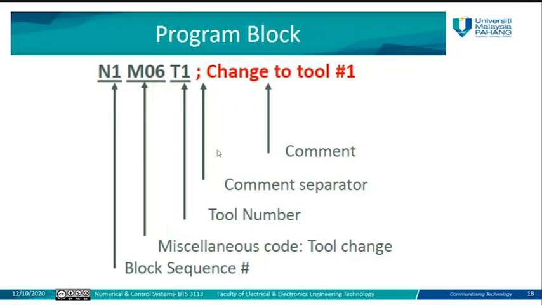For N1, for example, say this block sequence. This one is the code for tool change. This is the tool number. This is the operator for the comment, then we have the comment after the comment operator. So after the comment operator, if you have any writing or any words here, it's a comment. A comment just defines what this block does.